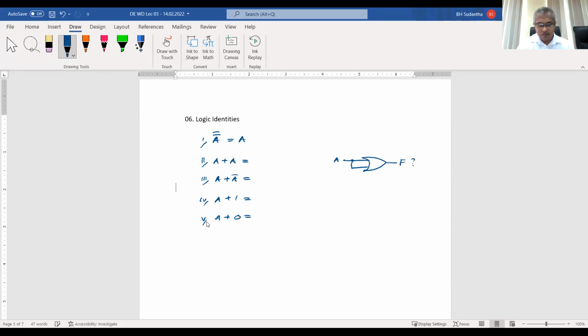Then A plus 1. A plus 1 means one input is a variable and the other one is permanent. It's not variable, it's permanent. Then what is the result? Can you find these things? And if you are okay with this, shall we try to find these with the AND operation also?